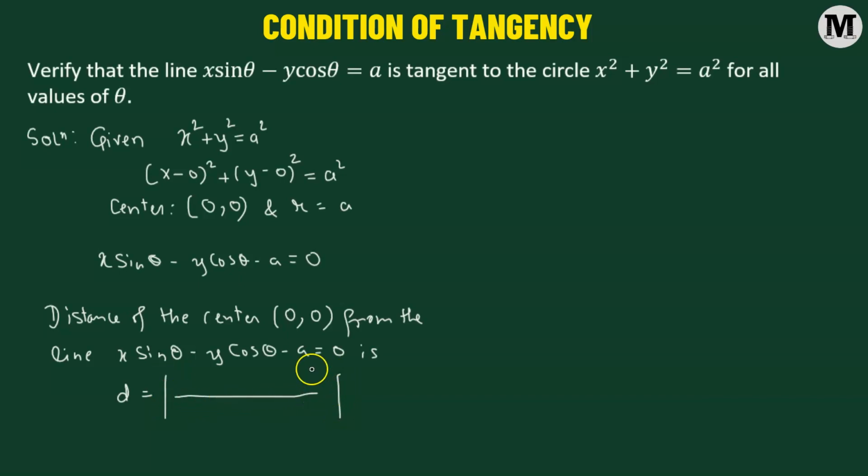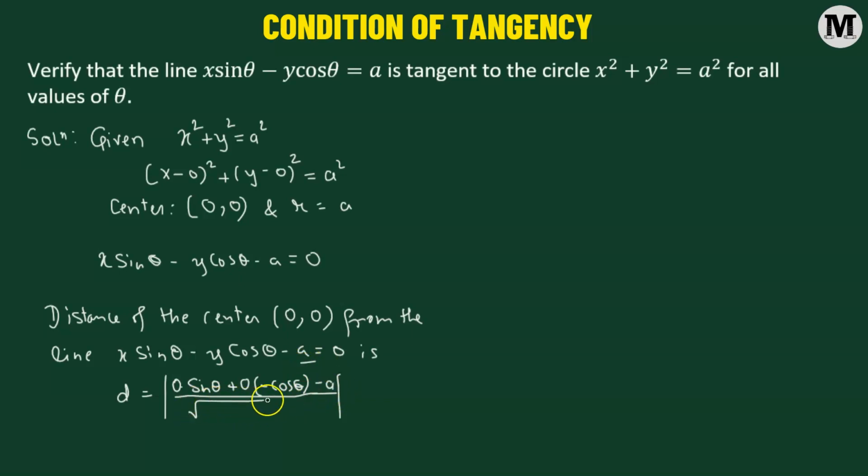Now we'll have to take a ratio. We'll start with the x coefficient of the line, which is sin θ. So sin θ is going to get multiplied by the x coordinate of the center, so that's 0. We have 0 times sin θ. This will be added to 0 times, so 0 comes from the y coordinate of the center, multiplied by the coefficient of y, that's negative cos θ, minus the constant term, which is a in our case.